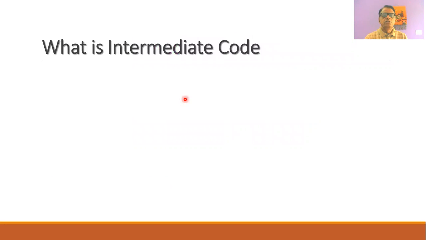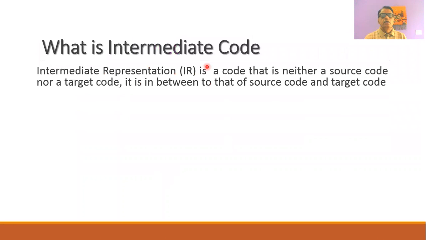So let us start the session with the question: what do we mean by an intermediate code? Now we know that whenever we feed the source program to the compiler, the compiler will convert the input source program into the target program. But we know that there are different phases of compilation. There are different steps that are carried out by the compiler in order to achieve this process.